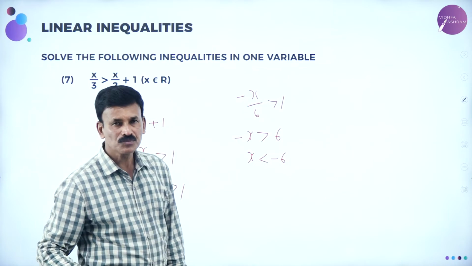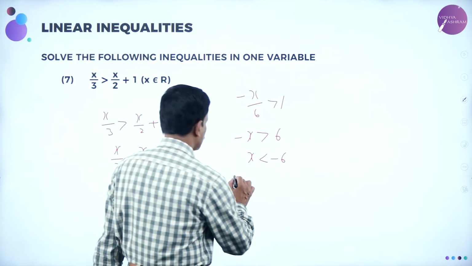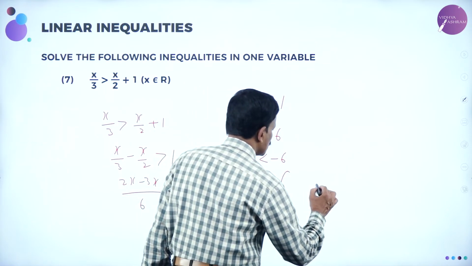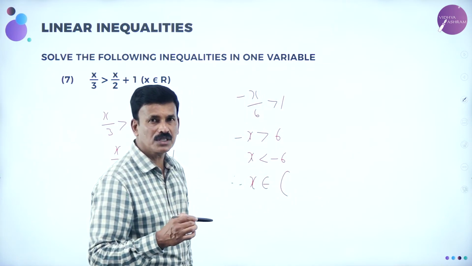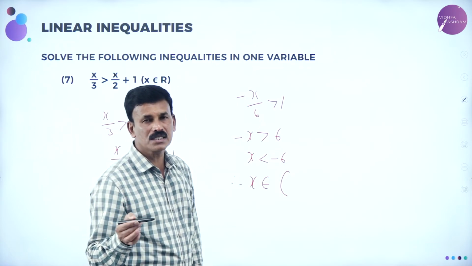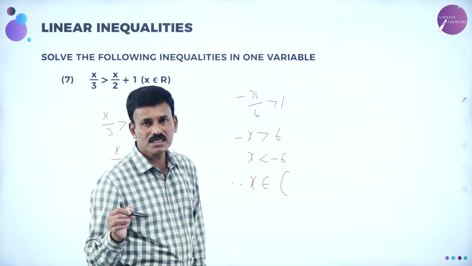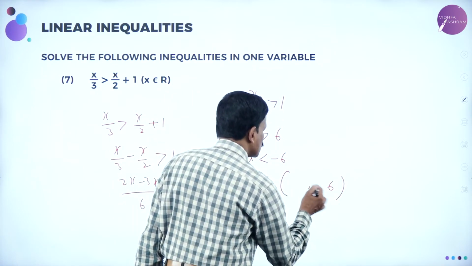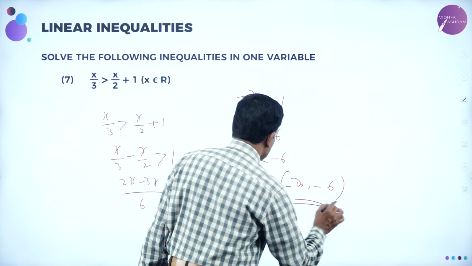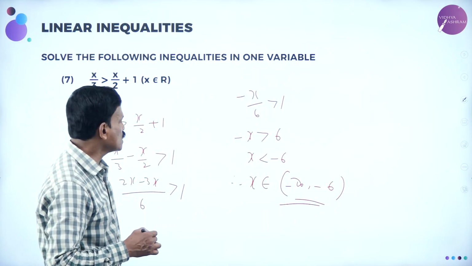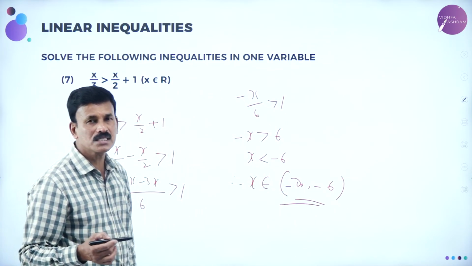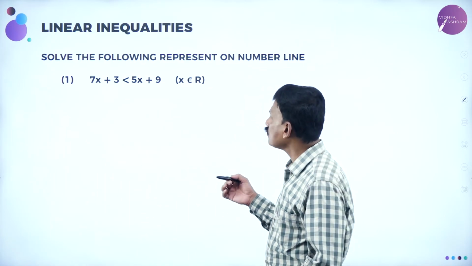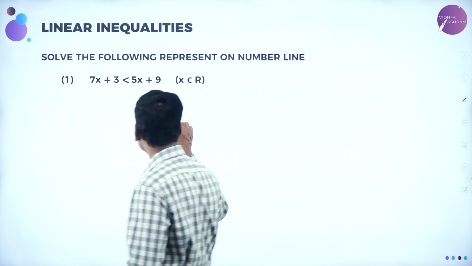That's it. x is less than minus 6 means the value of x belongs to all the values less than minus 6, that is minus 7, etc., up to minus infinity. So, therefore, the solution set is x belongs to minus infinity comma minus 6. That's it. Now, let us come to the next problem. Similar type problem. 7x plus 3 less than 5x plus 9.